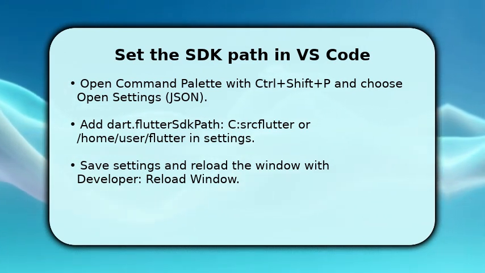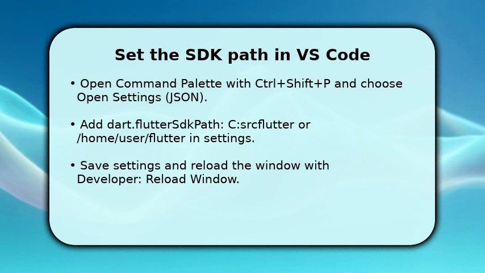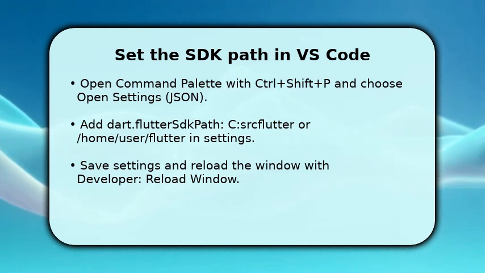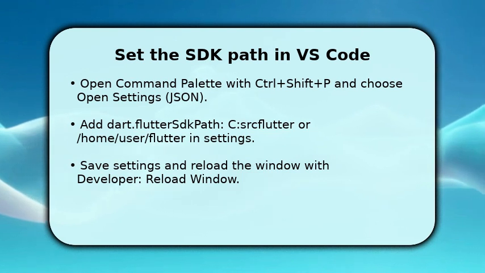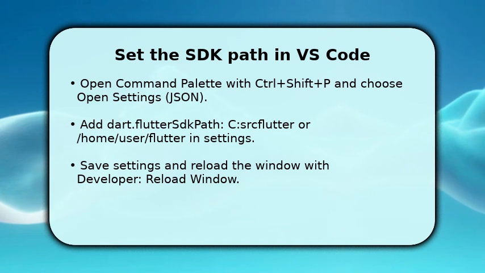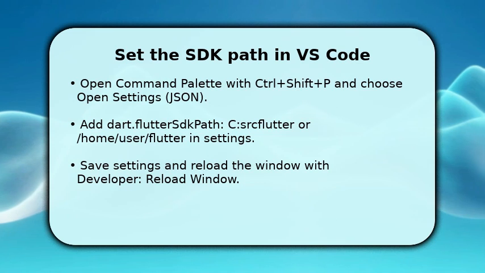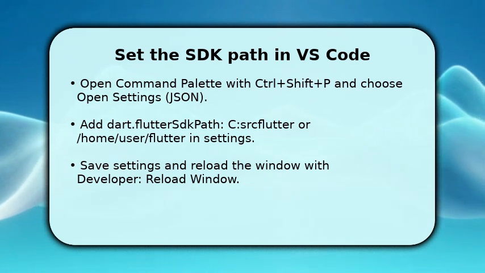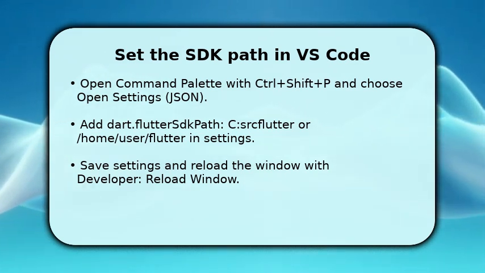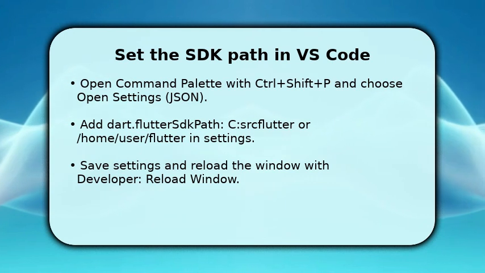In the JSON, add the dart.flutterSdkPath key with your SDK location in quotes. For Windows, use double backslashes like C:/src/Flutter. On Mac OS or Linux, use /home/user/Flutter. Save the file after editing the setting. Finally, run Developer: Reload Window to let the extension reinitialize with the new path.